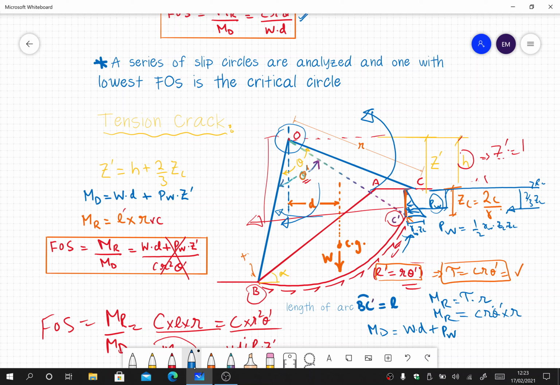Then we also have to find the distance of the circle center from the ground surface. Let's say this is H. So the total distance, the point of action of this PW force from the center of the circle, let's call Z dash. It will be equal to this H, the distance of the center of the circle up to the ground surface, plus 2 by 3rd of ZC. So the moment due to that will be PW into Z dash. In this way you will find the more disturbing moment, considering both the weight disturbing moment and the water head developed in the tension crack. So the factor of safety formula will be resisting moment over disturbing moment, that is CR square theta dash over WD plus PW into Z dash.